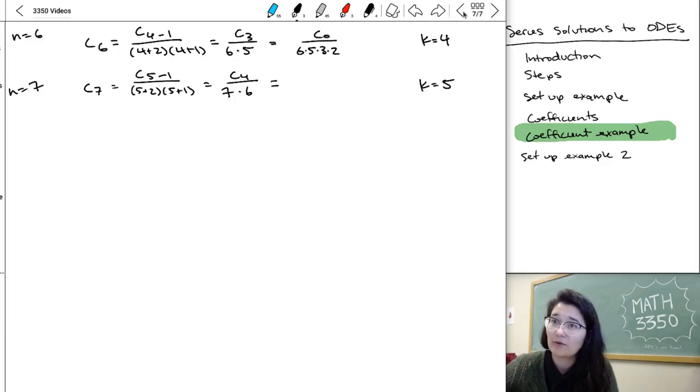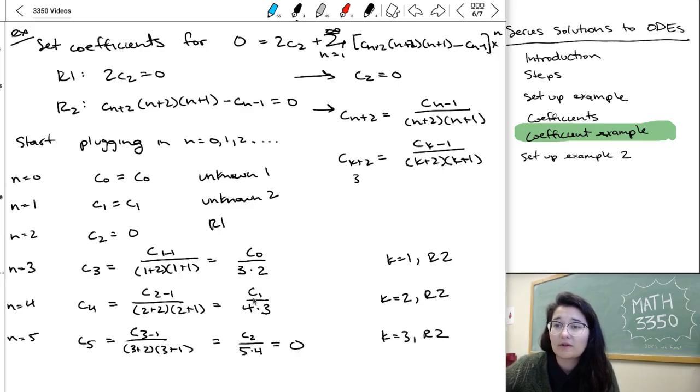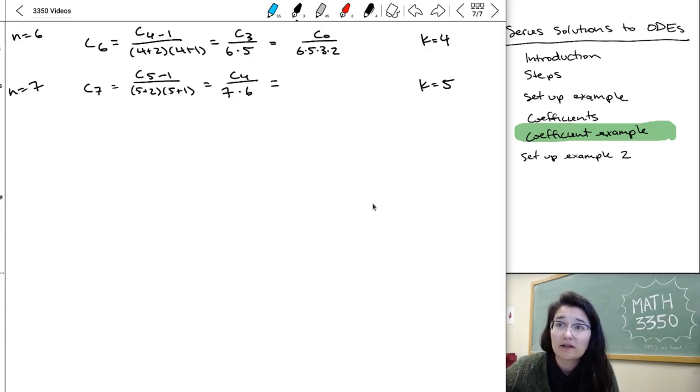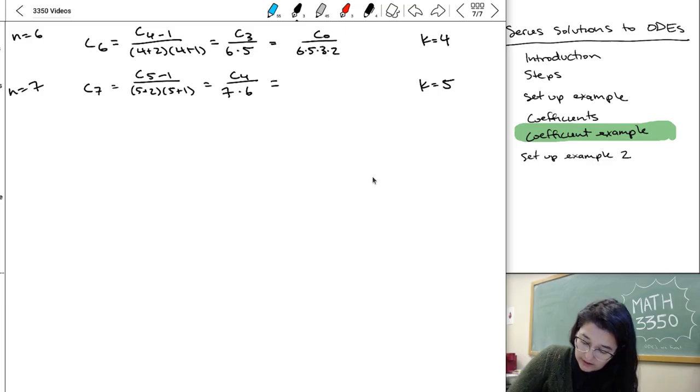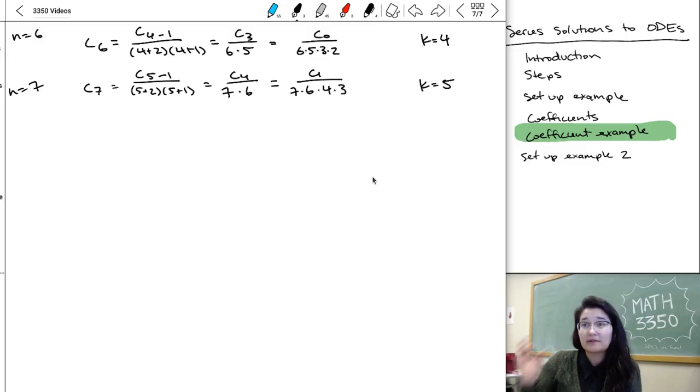I know you're probably still writing. C4 was C1 over 4 times 3. So I get rid of C4. I want only C1s and C0s. I keep my 7 times 6. And I also need that 4 times 3 that came from C4.